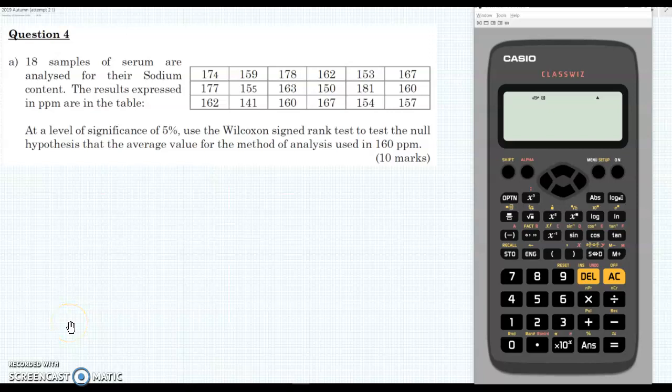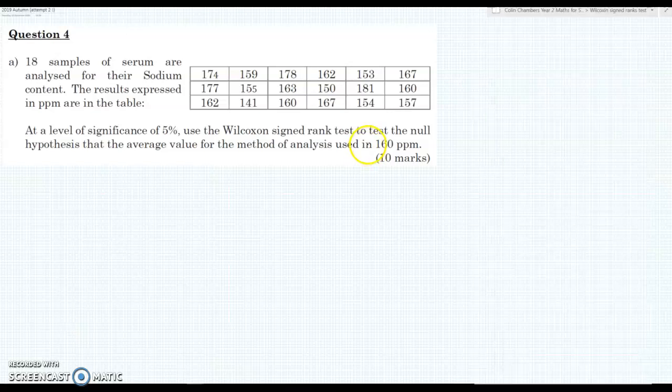Right, now we're going to do a Wilcoxon question, question 4 from autumn 2019. 18 samples are analysed for their sodium content and their results are expressed in parts per million. At a significance level of 5%, use the Wilcoxon signed rank test to test the null hypothesis that the average value for the method of analysis used is... So we're testing to see if the average value is 160 parts per million.